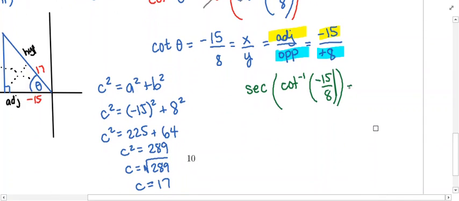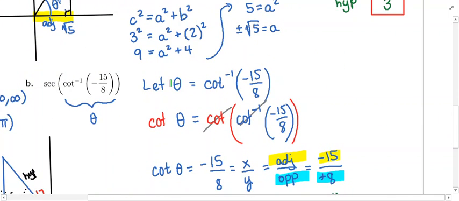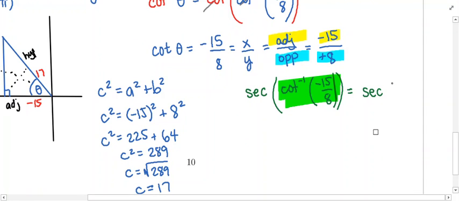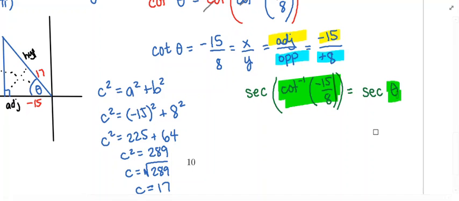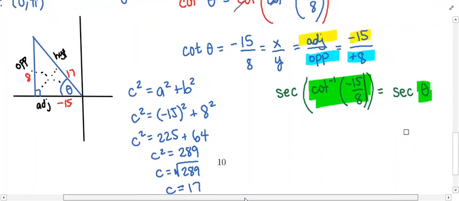So this quantity inside the parentheses here, cotangent inverse of negative 15 over 8, that is what we called theta. At the very beginning here, we said let theta equal the cotangent inverse of negative 15 over 8. So this is going to translate to be the secant of theta, because what's in green here matches. Theta is the cotangent inverse of negative 15 over 8. So all we need to do now, theta has a right triangle associated with it. We need to go to this right triangle and do the secant.